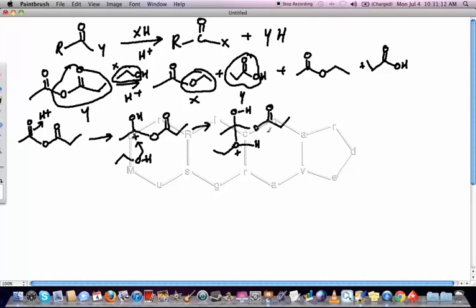Now the thing is that we know that this Y group, which is the group that was originally attached to the C double bond O, is going to leave, and as we've discussed, we know that the leaving group will get the proton in the proton transfer step. And it's easy to identify the leaving group because it's what's originally attached to the C double bond O that we're attacking, so this entire group becomes the group that we know will accept the proton in the proton transfer step.